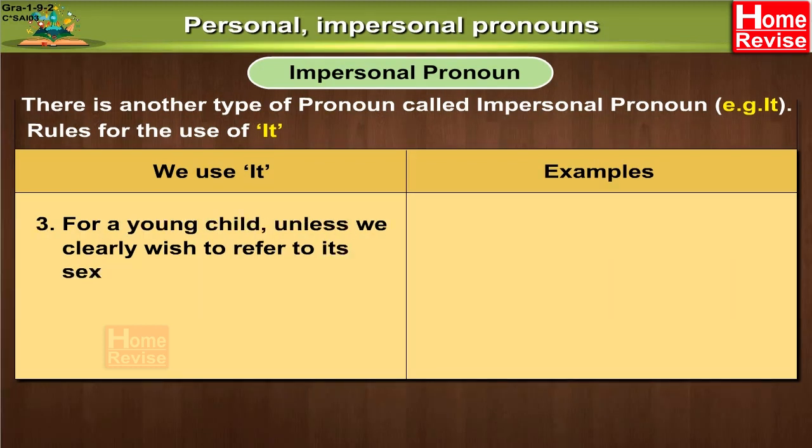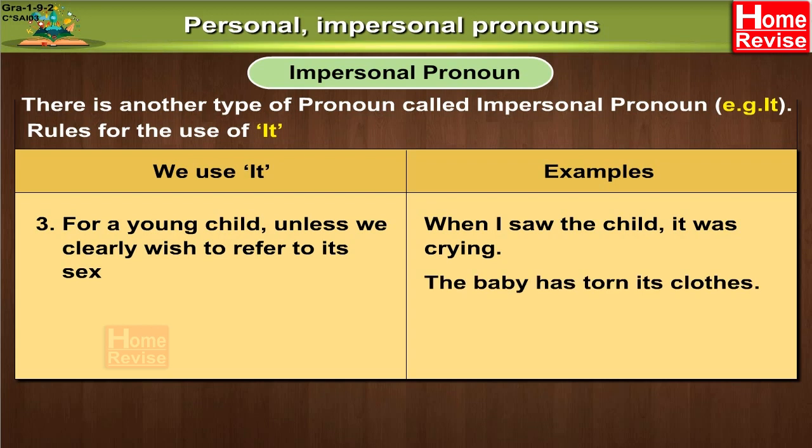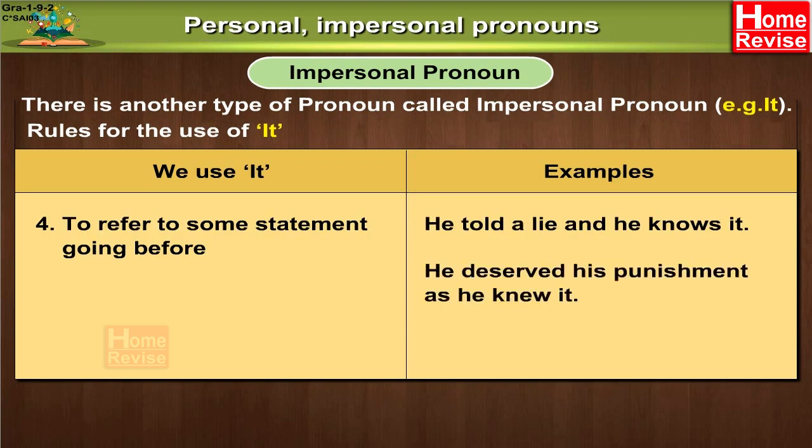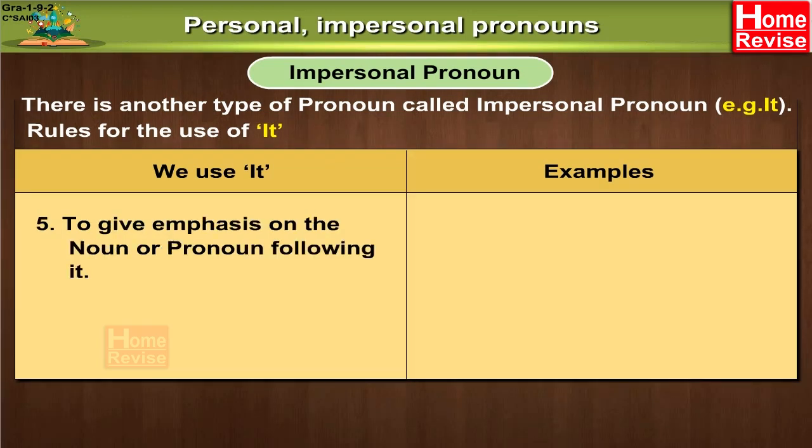3. For a young child, unless we clearly wish to refer to its sex. Examples, when I saw the child, it was crying. The baby has torn its clothes. 4. To refer to some statement going before. Examples, he told a lie and he knows it. He deserved his punishment and he knew it. 5. To give emphasis on the noun or pronoun following it. Example, it is you who are to be blamed.